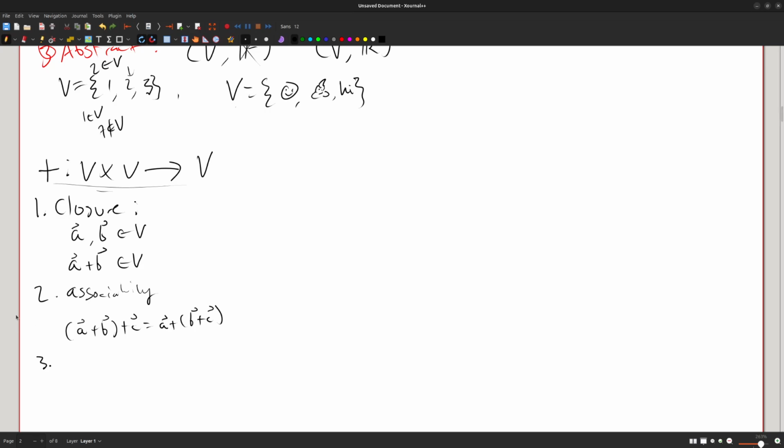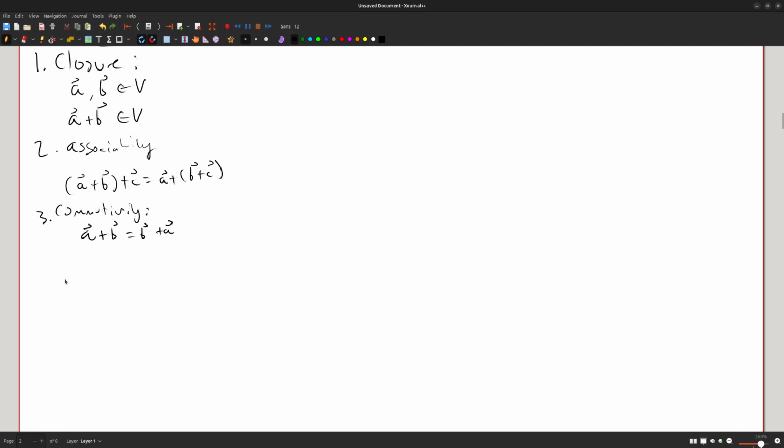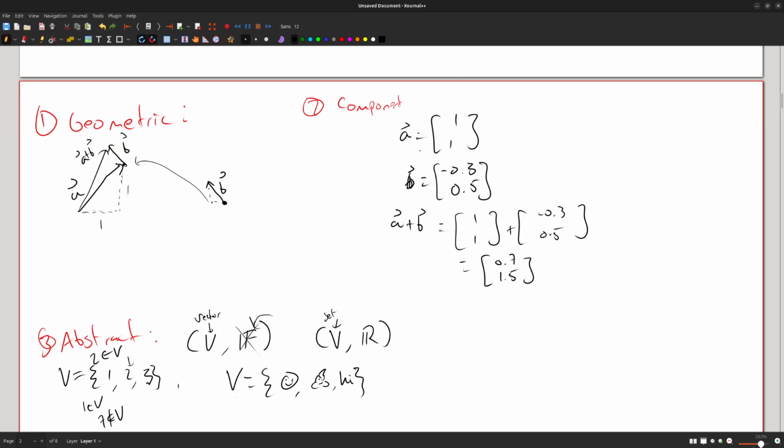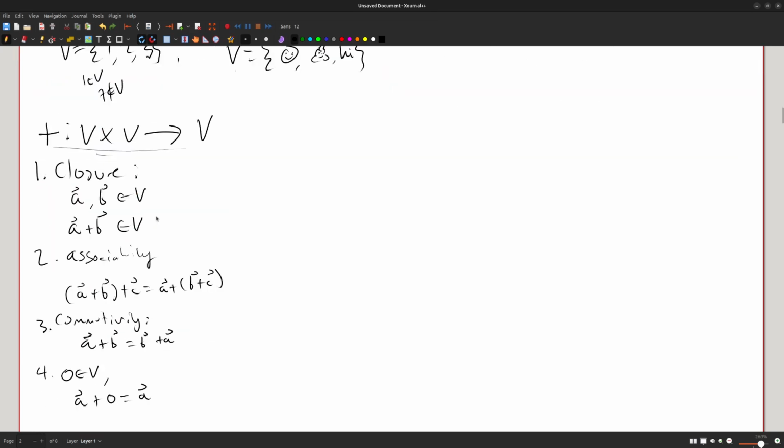Number three is commutativity. That is the order of addition does not matter. A plus B equals B plus A. Cool. And the fourth one, this one is quote a little bit trickier, which is that you need an element in your set called a zero element, such that whenever you add a vector to it, you just get your vector back. So the obvious example here is just the 0, 0 vector. When you add 0, 0 to A, you just get A back.